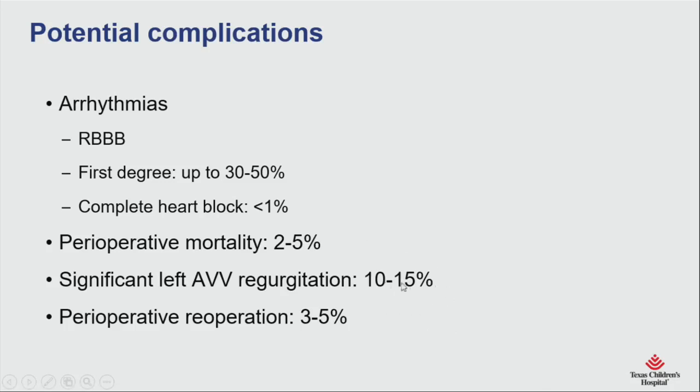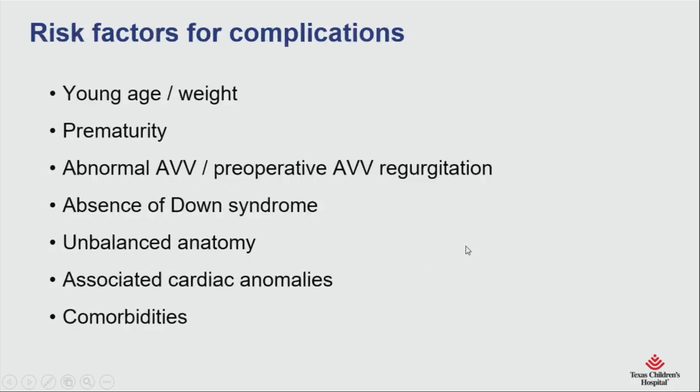And then the Achilles heel of AV canals, left AV valve regurgitation. About 10 to 15% of patients will have significant left AV valve regurgitation. If you have significant AV valve regurgitation coming in, obviously the incidence of AV valve regurgitation coming out is going to be higher. The rate of reoperation in the series is about 3 to 5%.